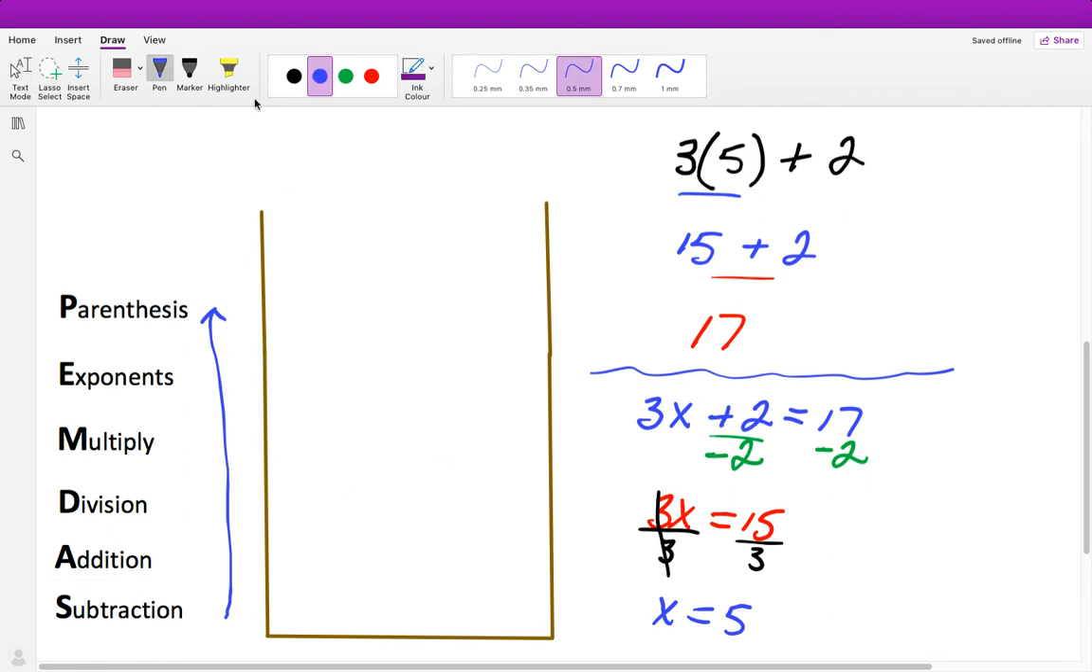All right. And if you notice here, we said x was equal to 5. Well, we knew when we did 3 times 5 plus 2, it gave me 17. So it's showing you that we're getting back to our original number there. All right. So I'm going to erase some of this, leave the PEMDAS there, and we're going to go ahead and practice a couple of problems of solving multi-step equations.